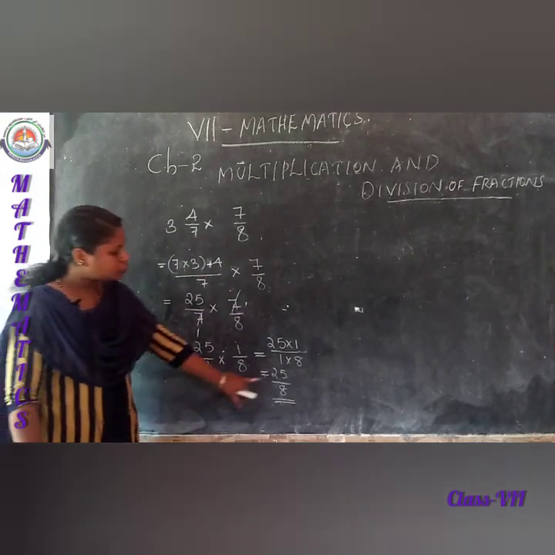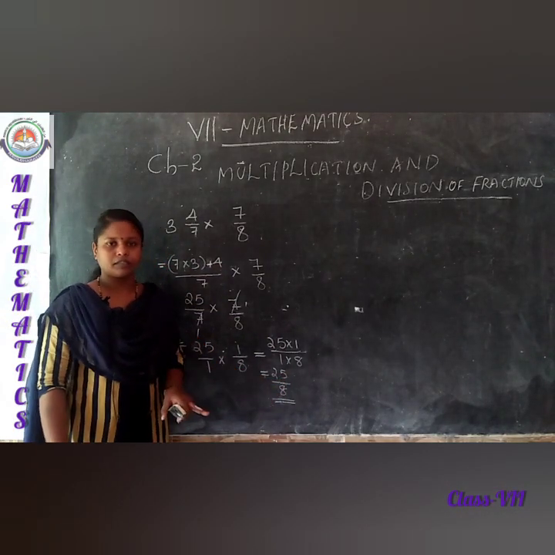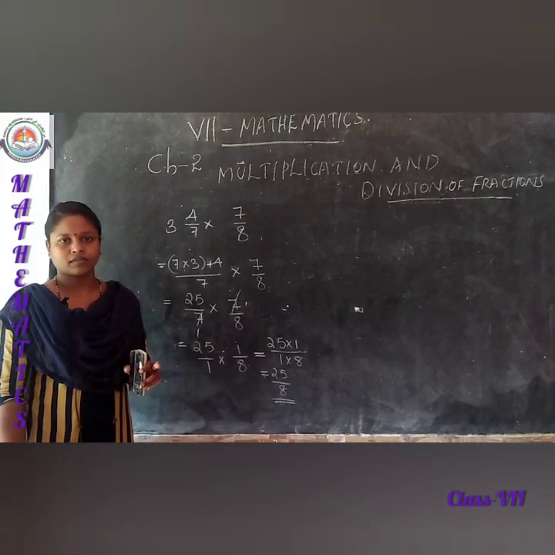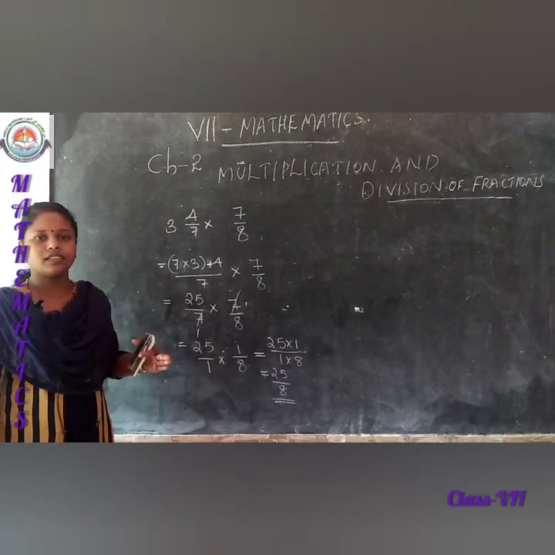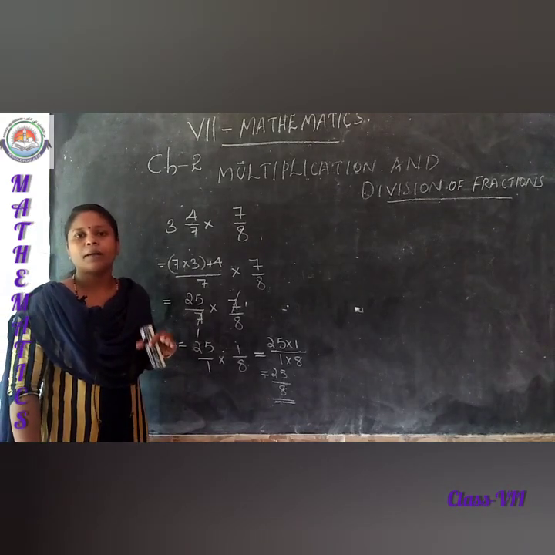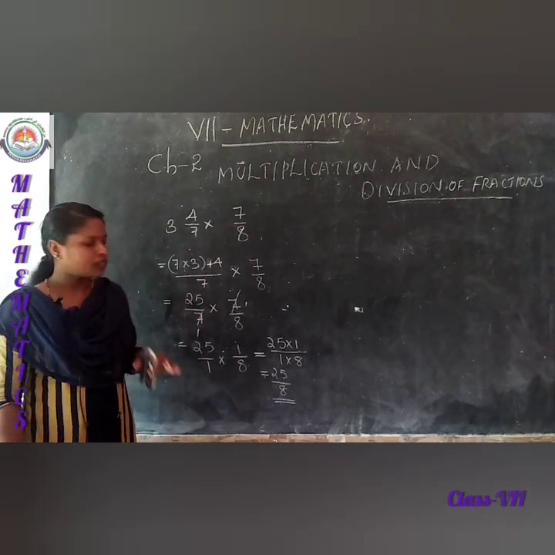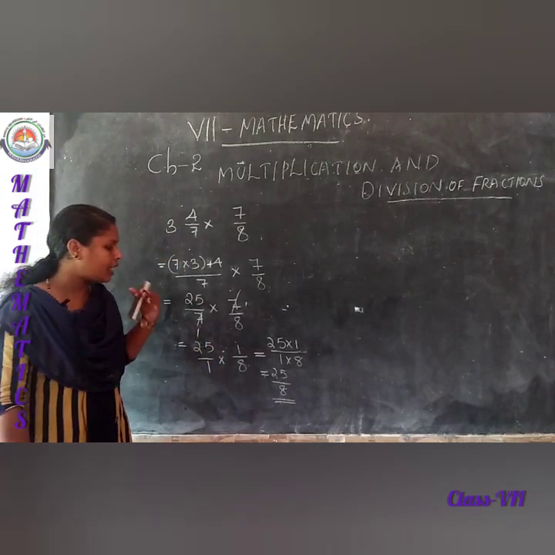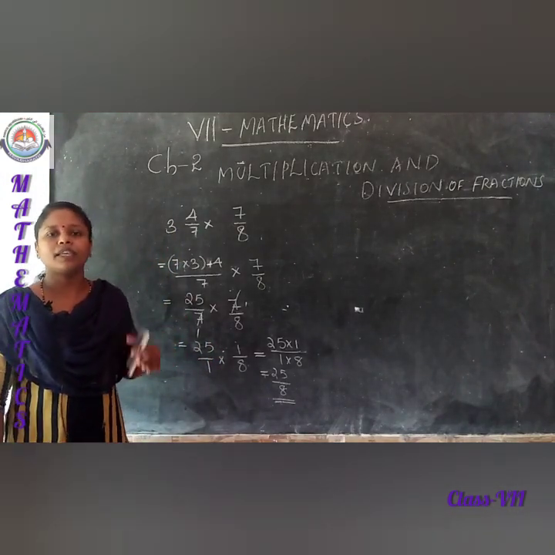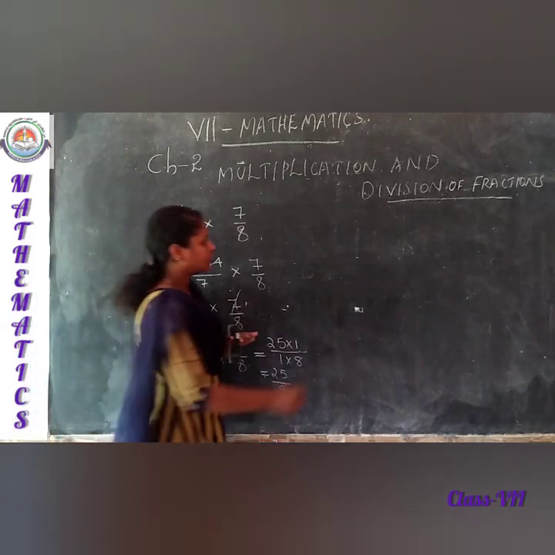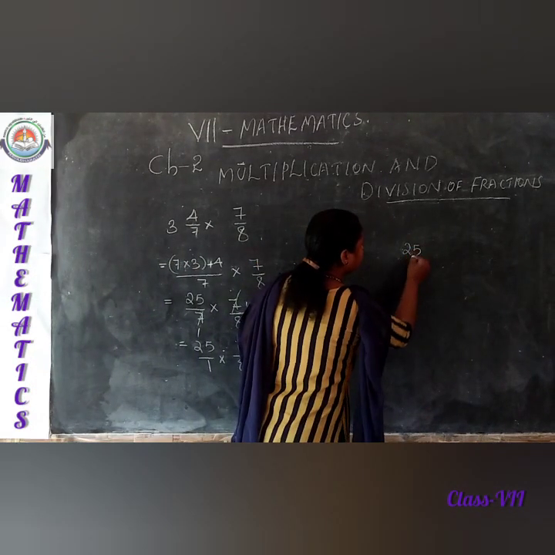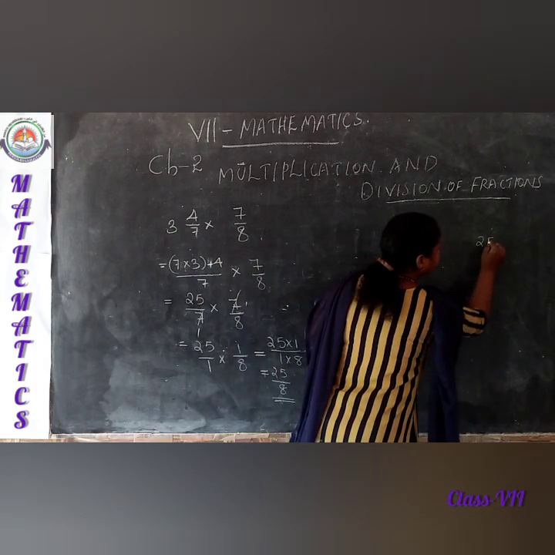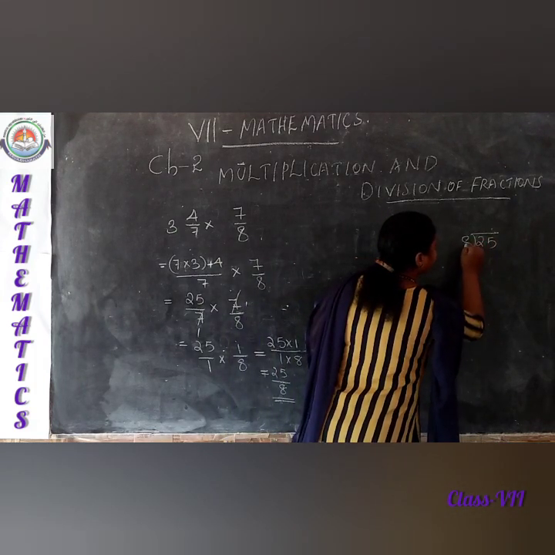Okay, here 25 by 8. It is an improper fraction. So we can change that into a mixed fraction. How will you change an improper fraction into a mixed fraction? 25 by 8 means 25 divided by 8.